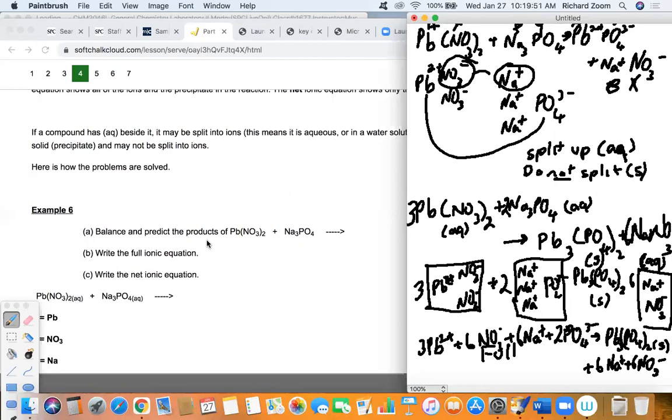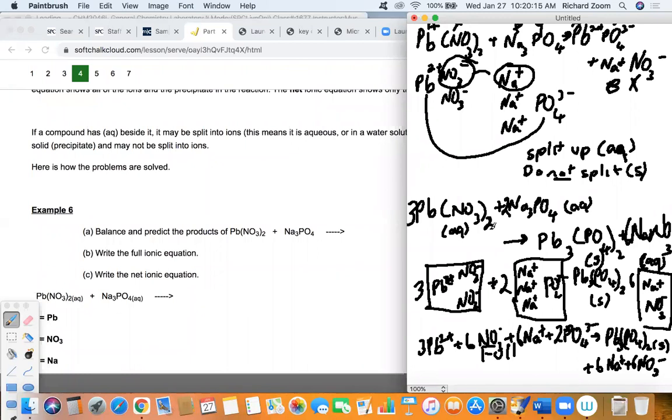So we've got Pb(NO3)2, which is going to be Pb2+, and then 2 NO3 minuses are going to be drawn with that. The Na3PO4, we have to split that up into ions, so 3 Na+ and then 1 PO4 3-. The issue, though, is that we have these coefficients out the front, which tells us how many of each we actually have.